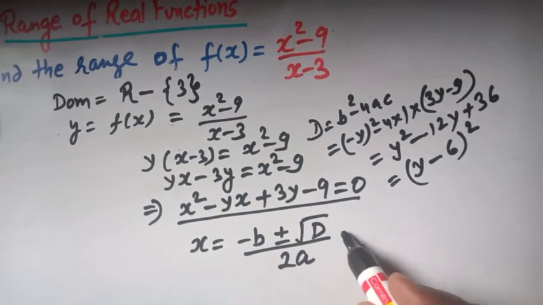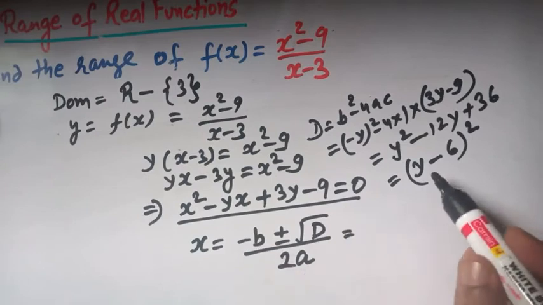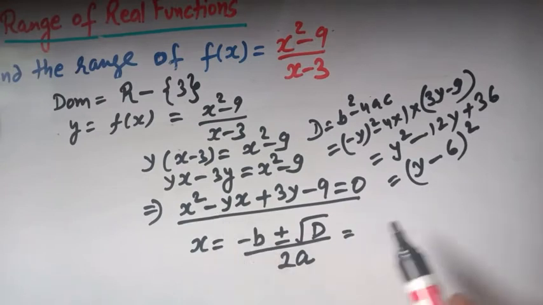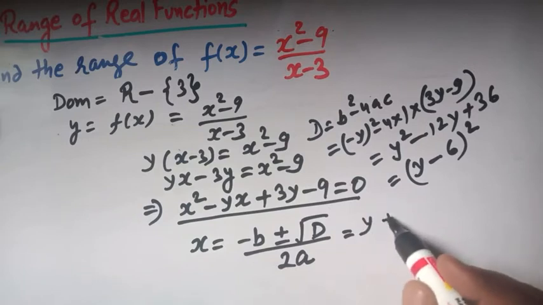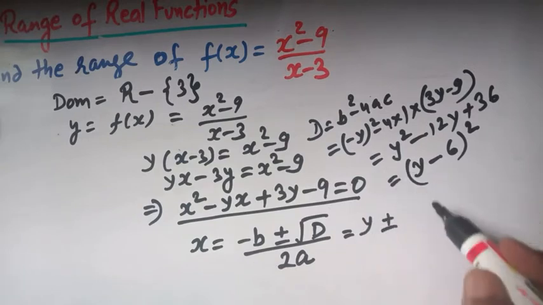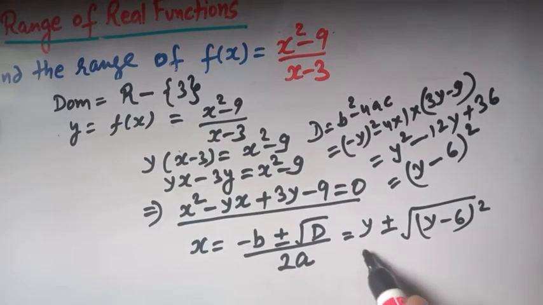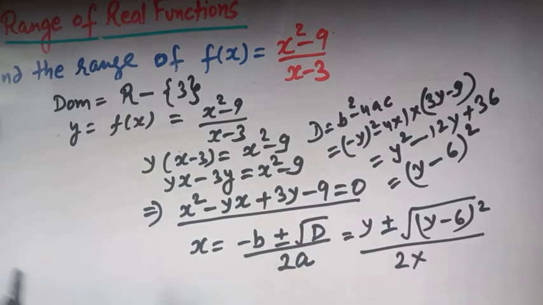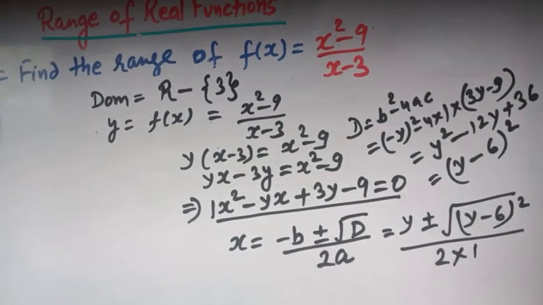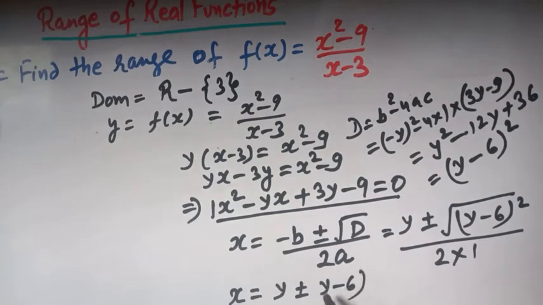Clear? So let us substitute the values here. So minus b is minus (minus y), so it becomes plus y. We have plus minus, and this is the square root of (y minus 6) whole square. Then we can write 2 times a, and a is 1. Clear? So we have x equal to (y plus minus (y minus 6)) over 2.